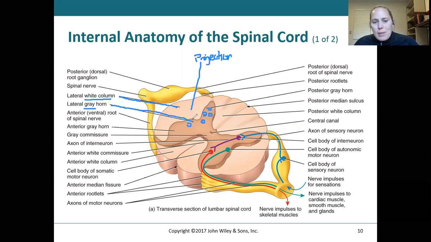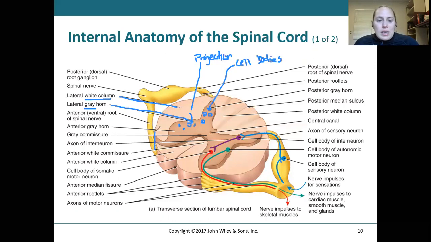Obviously, you're going to have some axons projecting in there, but these are just a cluster of cell bodies. And so these cell bodies are going to be important for mediating that interaction of signals being sent and signals being received from the surrounding areas of the body.